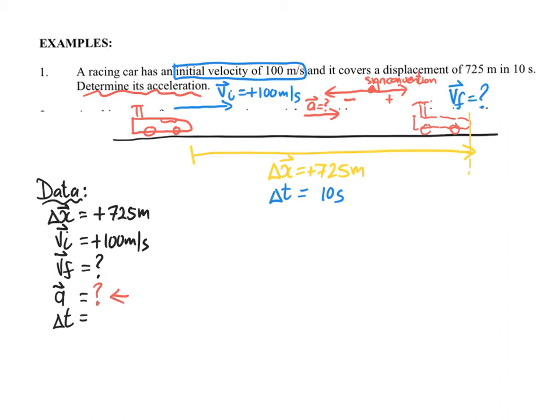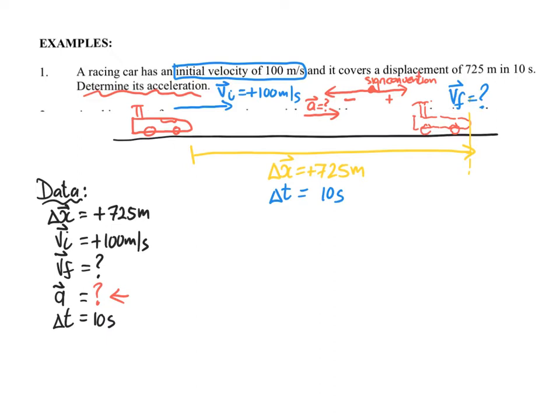And delta t is 10 seconds, and that is not a vector quantity, so we need not worry about assigning a positive or a negative to it. So now we have the data list, and we can clearly see that we are missing the acceleration and the final velocity of the object at the end of the 10-second time interval of its motion.